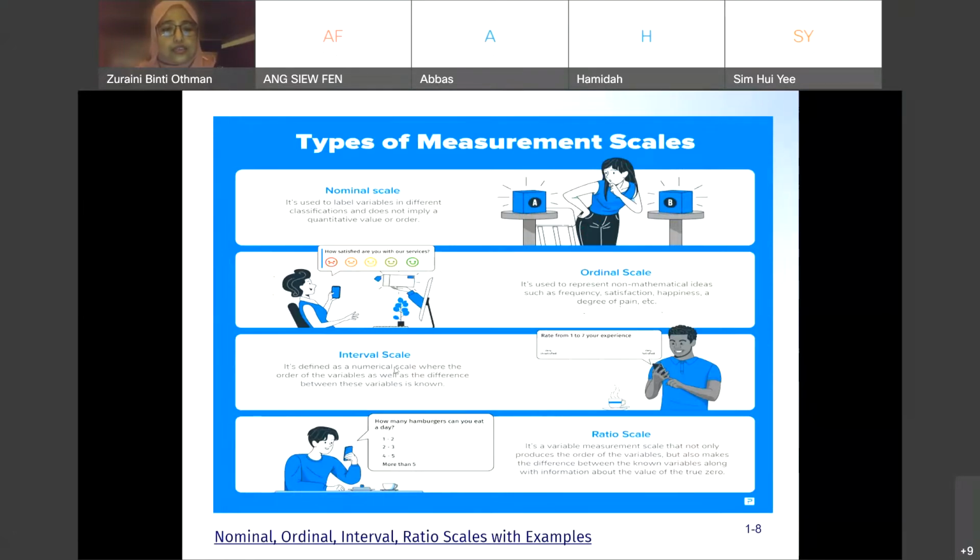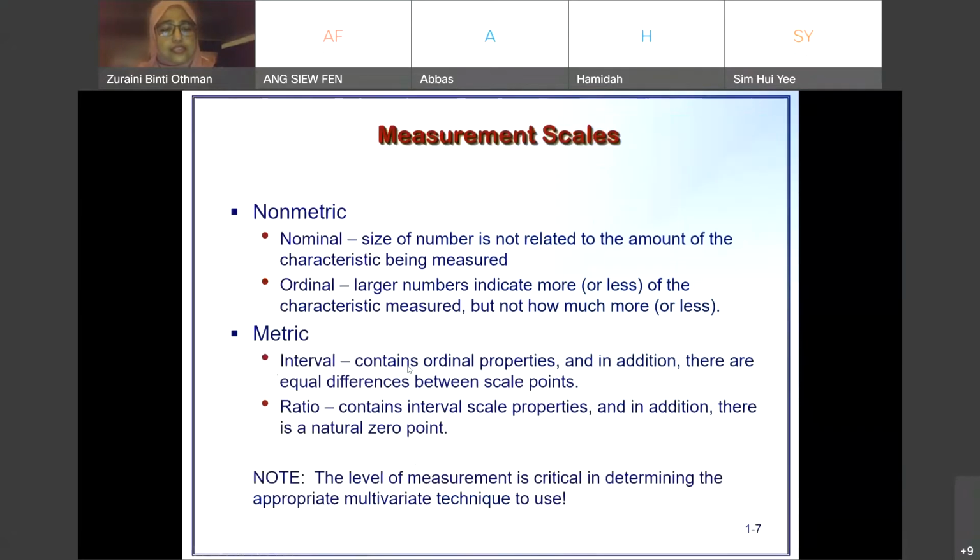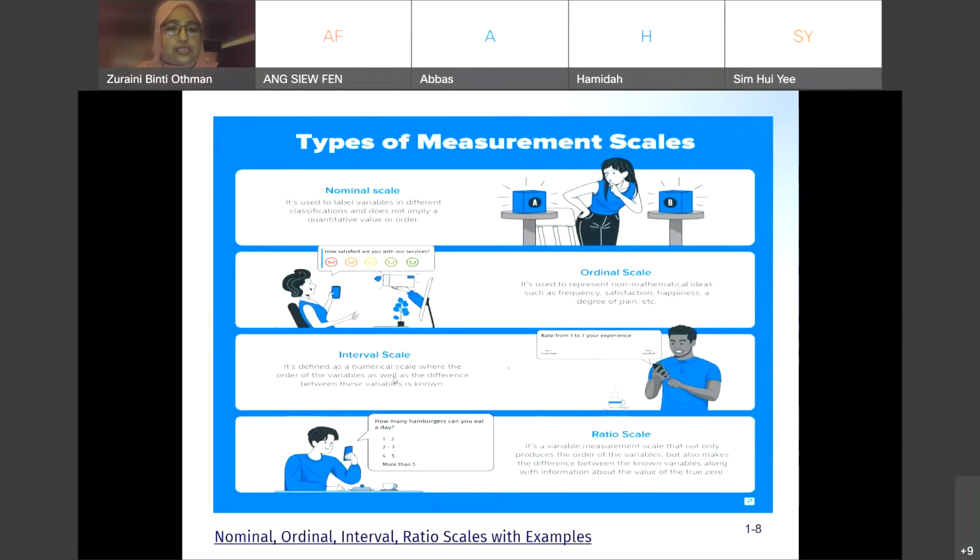Then the interval scale. The interval scale is in the metric category. For this interval scale, we want to measure using a numerical scale, for example, rating your experience from 1 to 7, where the order of the variable as well as the difference between the variables is known. It has order, where 1 represents very unsatisfied and 7 represents very satisfied. This is what we call the interval scale.